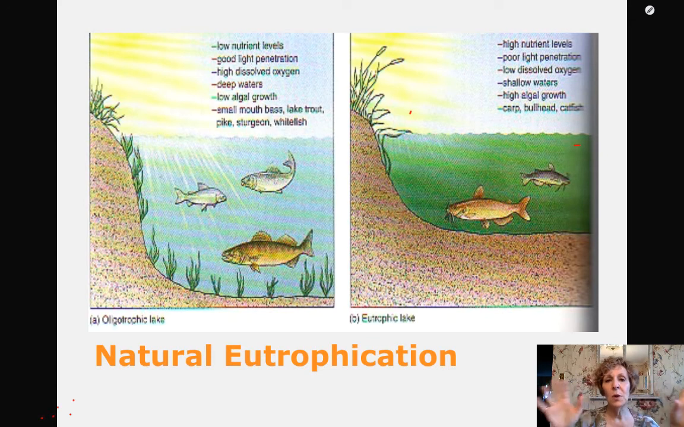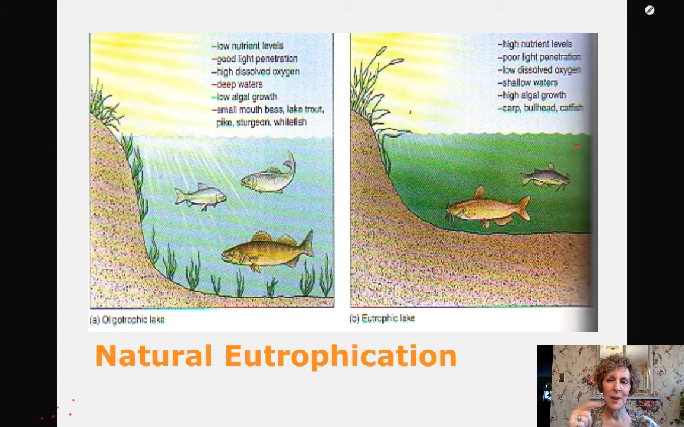So we have two classifications of lakes. We have oligotrophic lakes and eutrophic lakes. In oligotrophic lakes, we have very clear water, we have high dissolved oxygen, we have low algae growth because things are going to be controlling that, and we have a lot of life in those. In a eutrophic lake, we have high nutrient levels, and that causes the algae to really go crazy. And that causes less light to penetrate.